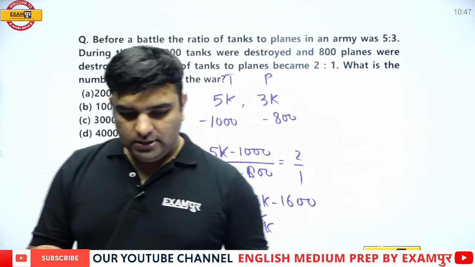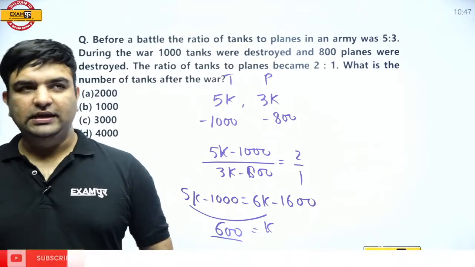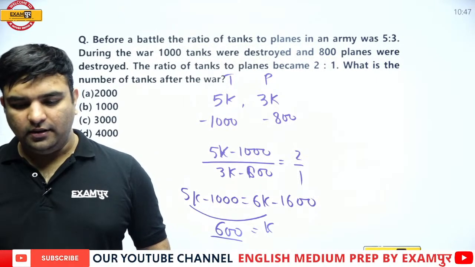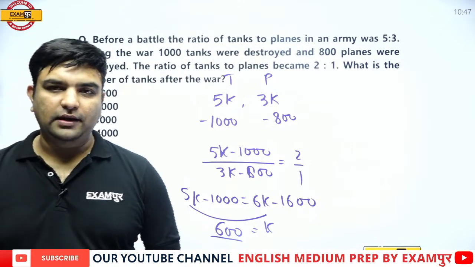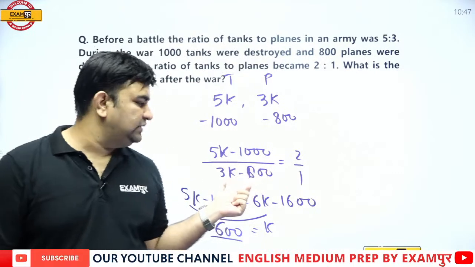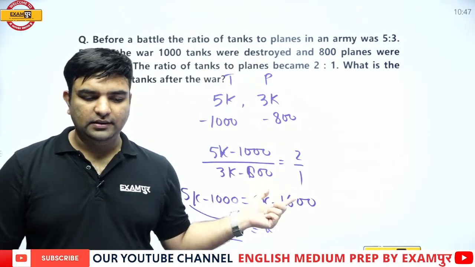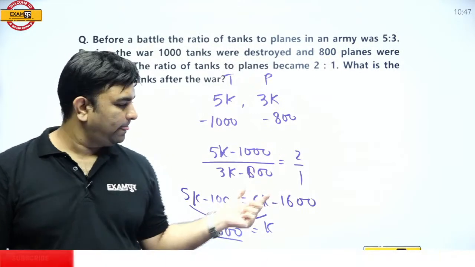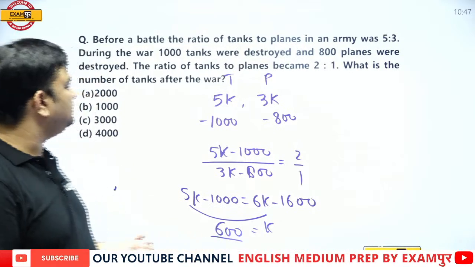So 5K and 3K. Subtract 1,000 and 800 from them. So the remaining would be 5K minus 1,000 and 3K minus 800. They are in the ratio 2:1. Cross multiply, K will come out to be 600.